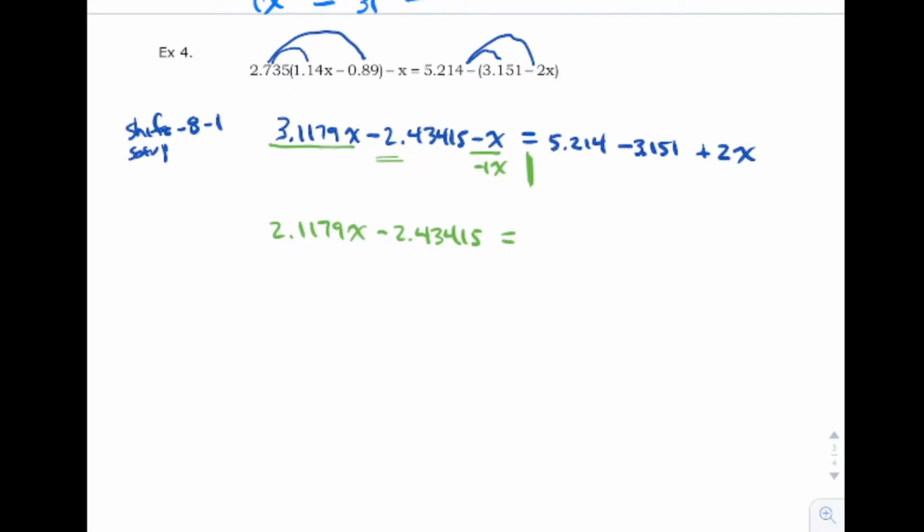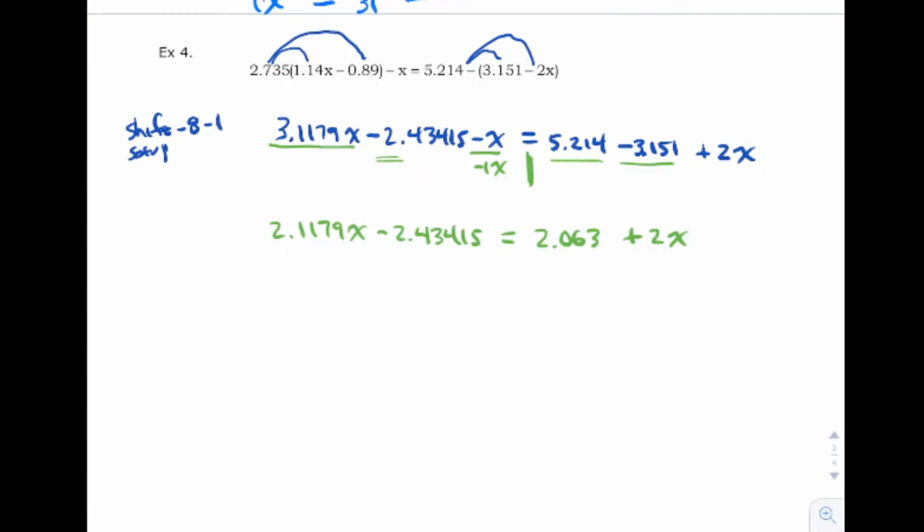Now I simplify my right side. These are both numbers. They're both constant terms. I can just subtract those right now. 5.214 minus 3.151 is 2.063. And then I've got my plus 2x. Don't lose any terms, right? You got to keep this all together.